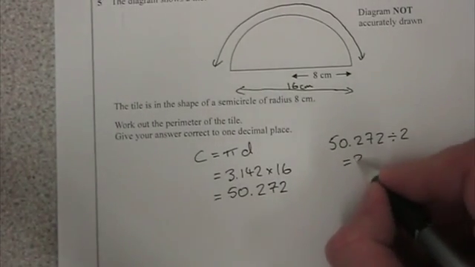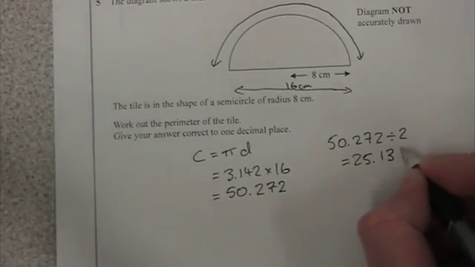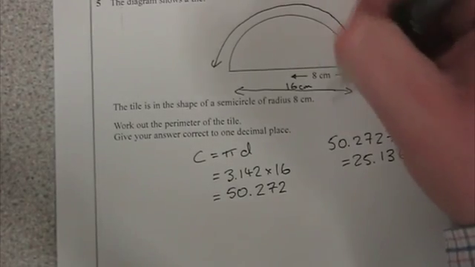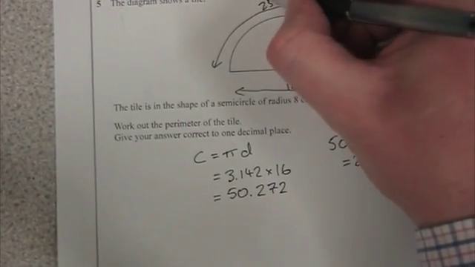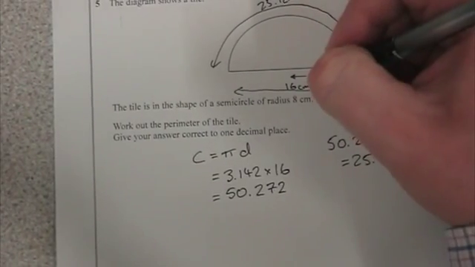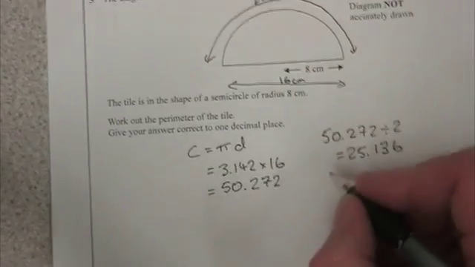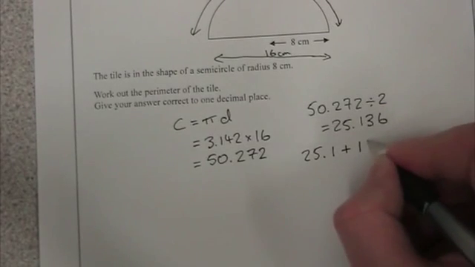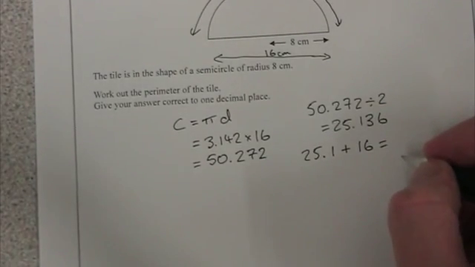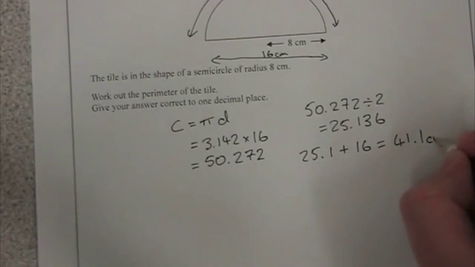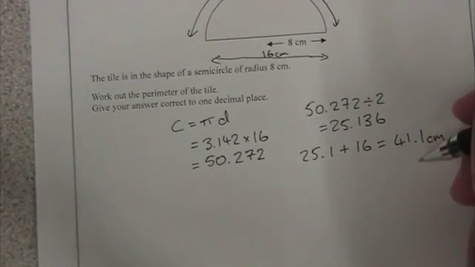We get 25.136. So I now need to add, that's this length here. I'll round it to 1 decimal place. That's 25.1 centimetres. Down there is 16 centimetres, so I'm going to add those together. 25.1 plus 16 gives 41.1 centimetres. In terms of marks, it was a 3-mark question.